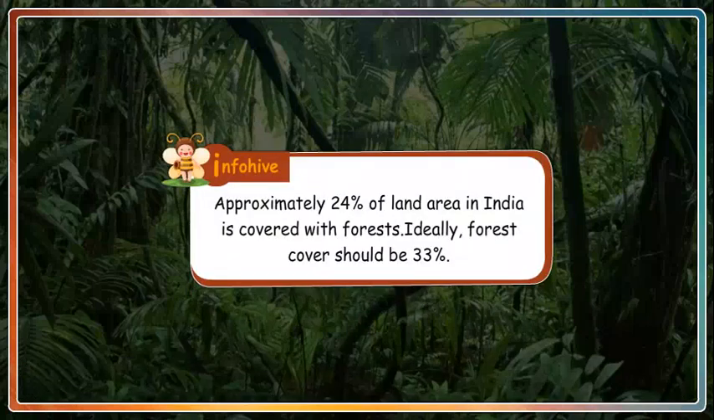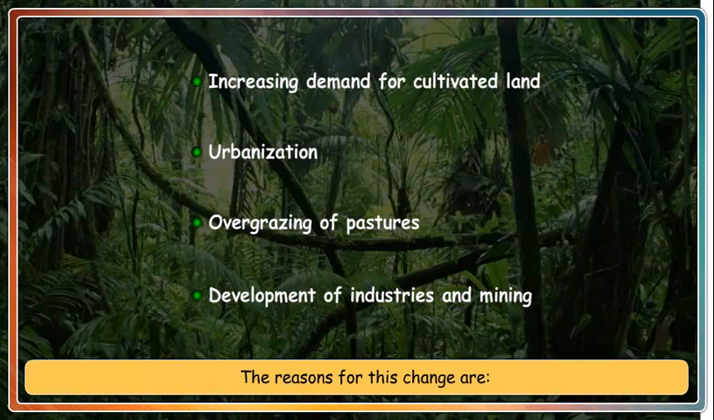Info Hive. Approximately 24% of land area in India is covered with forests. Ideally, forest cover should be 33%. Reasons for this change are increasing demand for cultivated land, urbanization, overgrazing in pastures, development of industries, and mining.